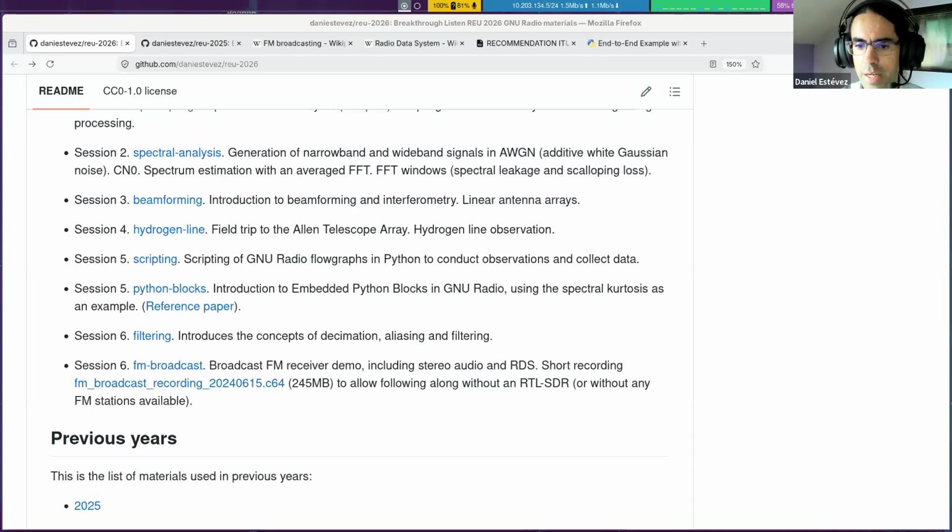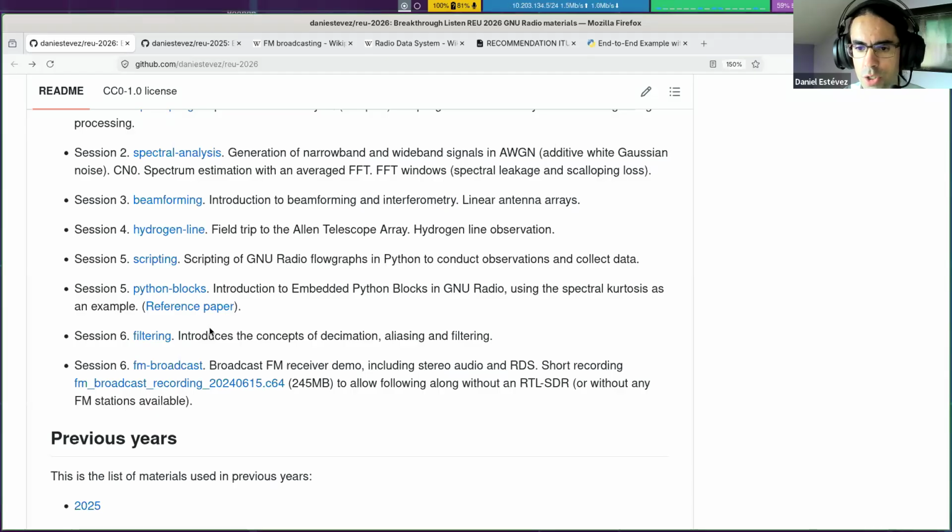Okay, good morning, everyone. For today, I have a couple different things. These are here in the same GitHub repository as always. Today we're on session 6, and the first thing I'm going to do is this filtering. And this is all about filtering.